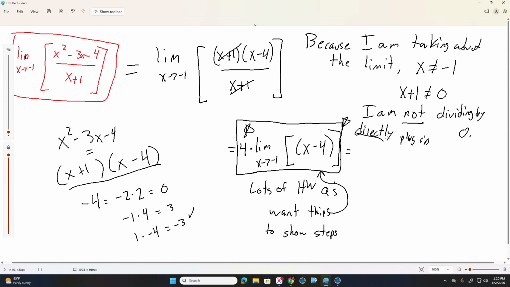But now we can directly plug in, and this is going to be 4 times negative 1 minus 4. It's going to be negative 5. And the answer we get is negative 20. Which turns out to be the right answer. So that's an example of our factoring type limit, where we're going to replace a polynomial with factors. On to our second type.